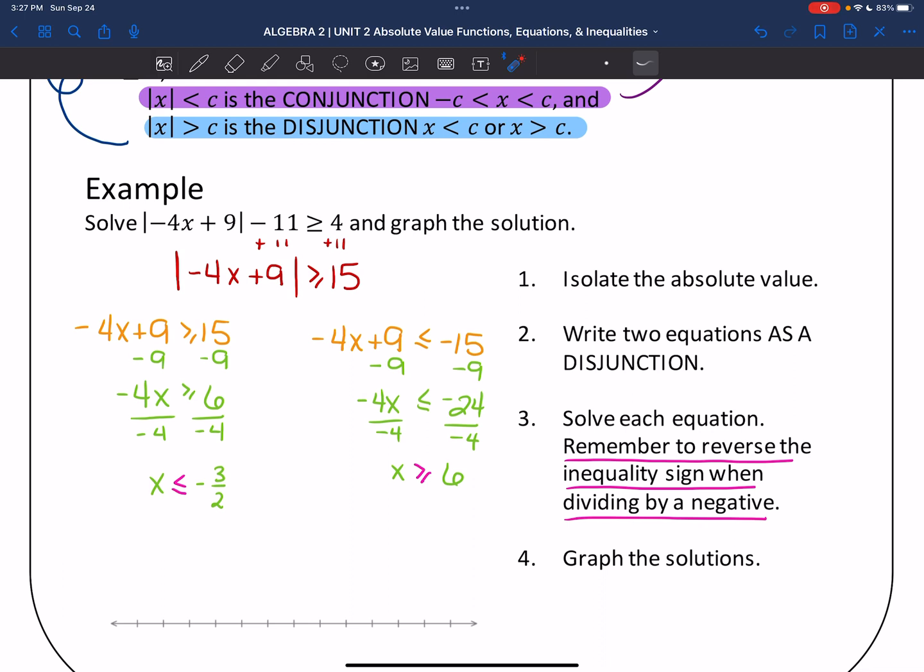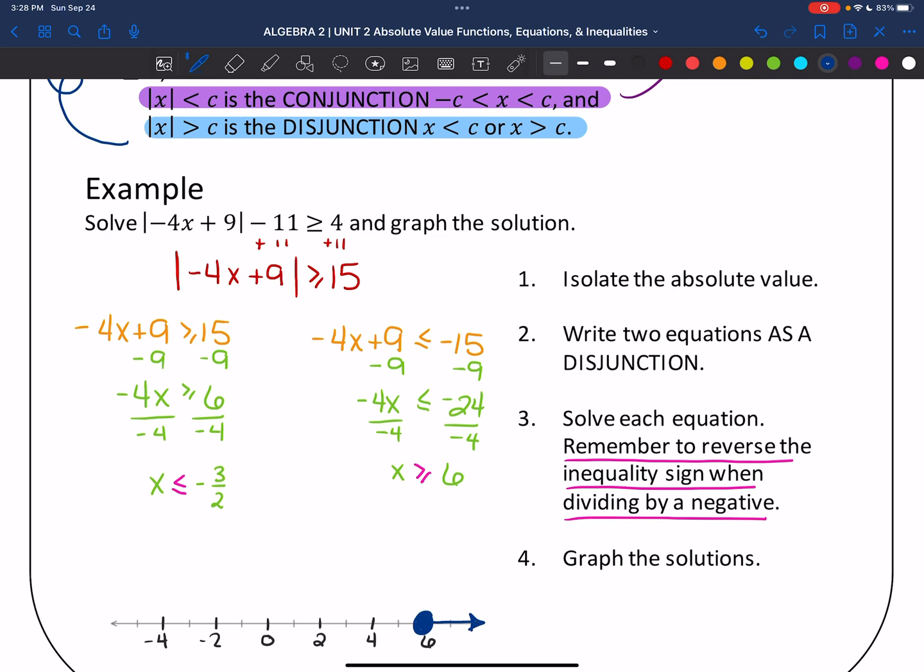Okay, so we've got to set up our graph. Let's see. If I make this 6, then this is 4, this is 2, this is 0. That'll work. Negative 2, negative 4. All right, so we want to graph our values of x that are greater than or equal to 6. So I put a closed circle at 6, and I shade everything greater than that.